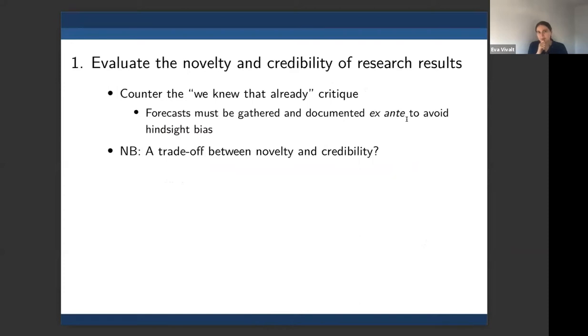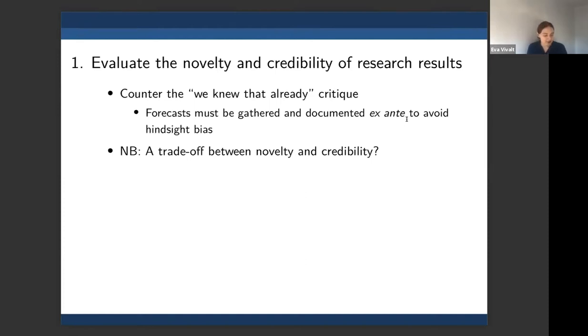So, evaluating the novelty and credibility of research results. How many of us, probably all of us, have been in seminars, you're presenting and somebody says, yes, but we knew that already. Or you're refereeing and you, again, get the critique: well, what does this really add to the literature? So gathering ex ante forecasts can really help in addressing this kind of critique, especially since people are, as we know, subject to hindsight bias. Ex post, everything is obvious. So you really need to gather forecasts ex ante.